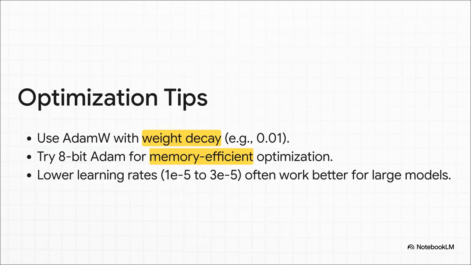And hey, if you want to level up your optimization game, here are a few pro tips. A weight decay of 0.01 is usually a great place to start. If you're dealing with absolutely massive models, memory-efficient optimizers like 8-bit Adam can be a total lifesaver. And just remember, for those bigger models, you'll often get much better results with slightly lower learning rates.